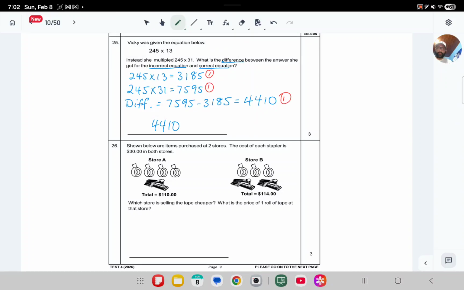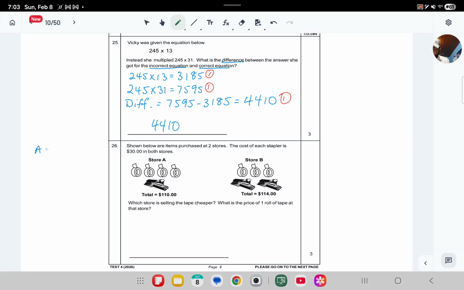Alright, number 26. Shown below are items purchased at 2 stores. The cost of each stapler is $30 in both stores. So $30 here, $30 here. Which store is selling the tape cheaper? What is the price of one roll of tape at that store? So let's work out for each store now.